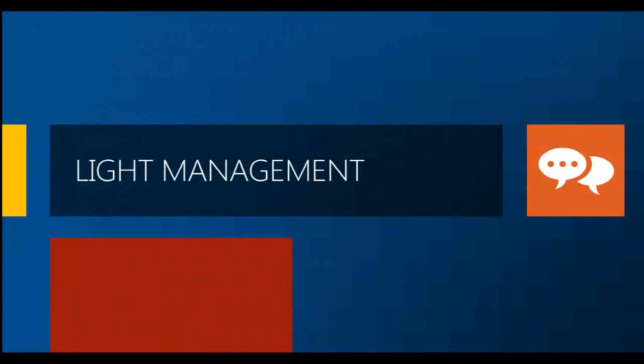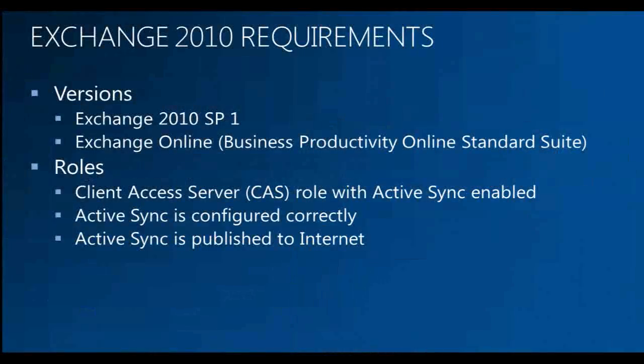So let's start with light management. What do you need? You need Exchange 2010, either on premises or Exchange Online. This Windows Intune version only supports on-premises Exchange, so that's one difference. You need to have a client access server, CAS role, with ActiveSync enabled, and ActiveSync naturally must be configured correctly and published to the internet, so those mobile devices can actually connect.